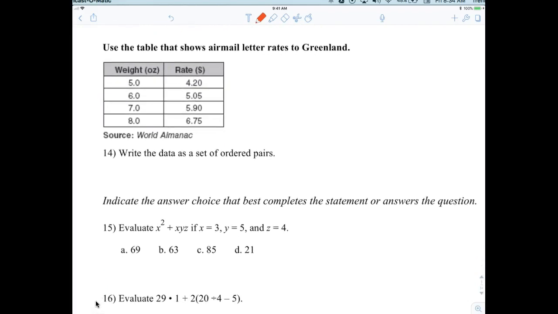Write the data as a set of ordered pairs. So we'd have to say (5, 4.2), (6, 5.05), (7, 5.9), and (8, 6.75).